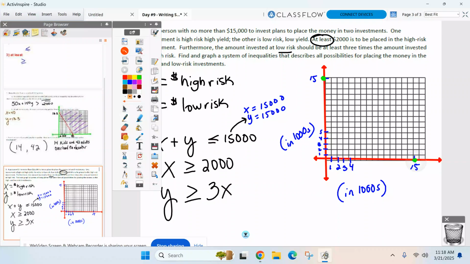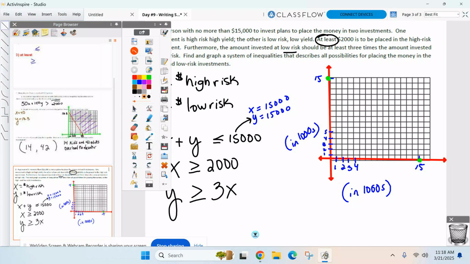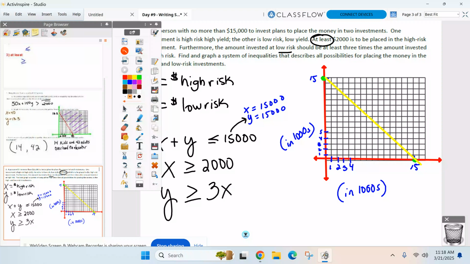Hey kids, for the 15,000 one, is this shaded? Dash or solid line? Solid. Solid, good. What is your calculator telling you to shade, above or below? Or left and right, whatever you want to say. Left. Down below the left, right? So we should all be shading this below.